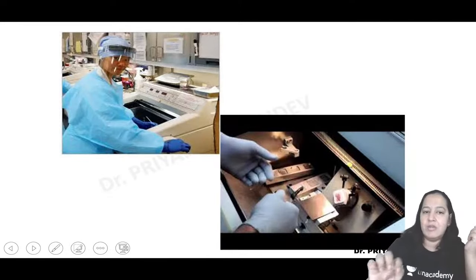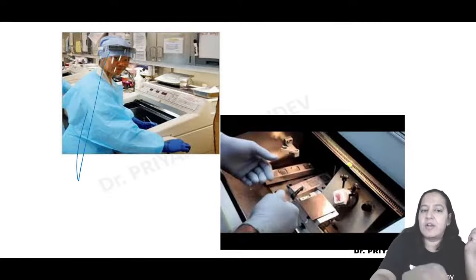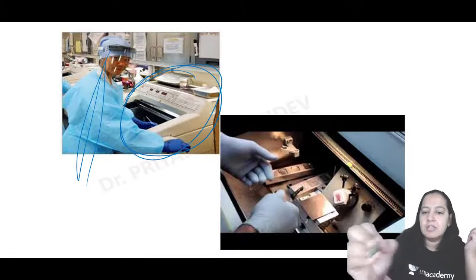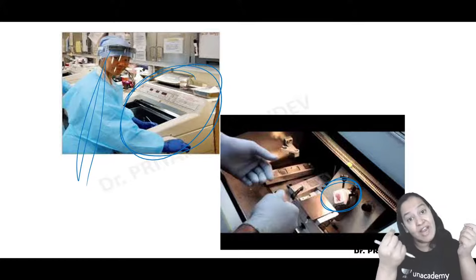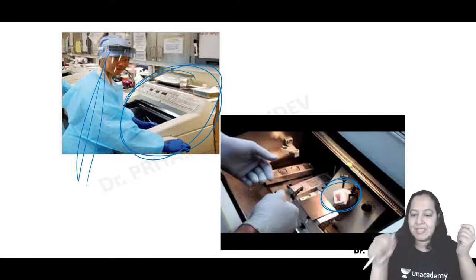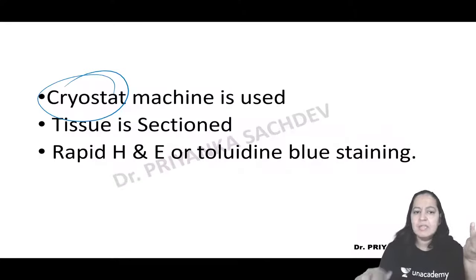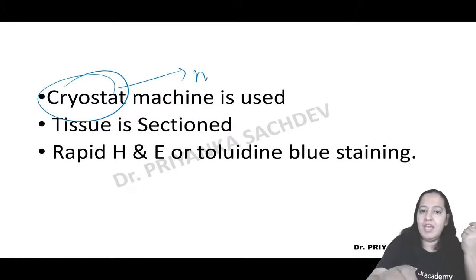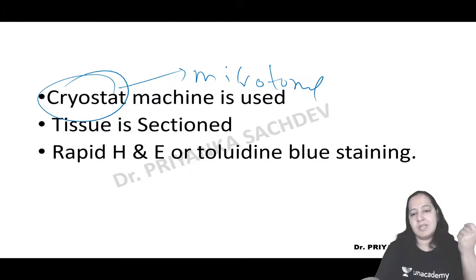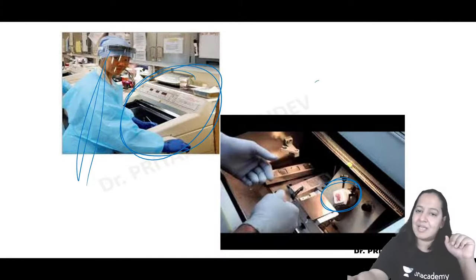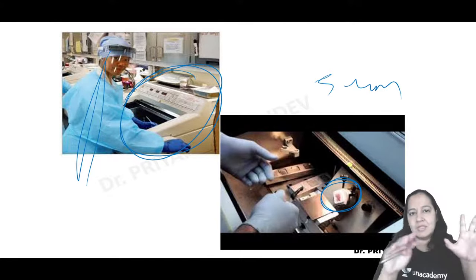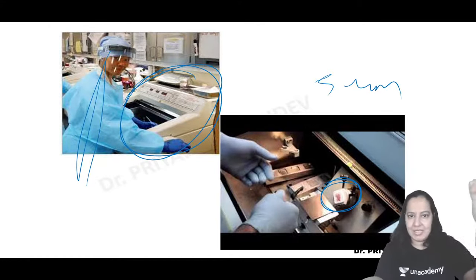So it is like this. Can you see? This is the pathologist or a technician and this is the machine. Inside the machine we are putting this, and it will get frozen within a few minutes, and after that, same thing, we will cut it. The microtome is present in the cryostat only, and you will cut a thin section. Here you cannot cut very thin, at least 5 micrometer you will have to cut, not thinner than that.